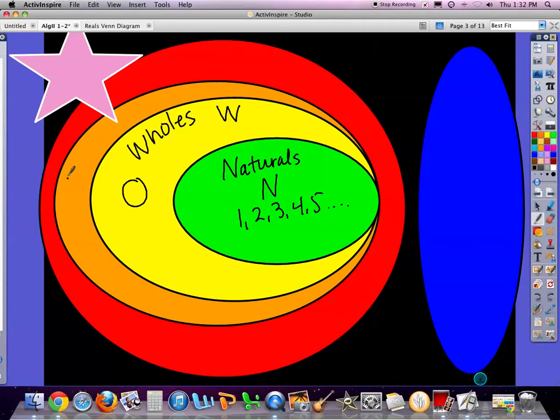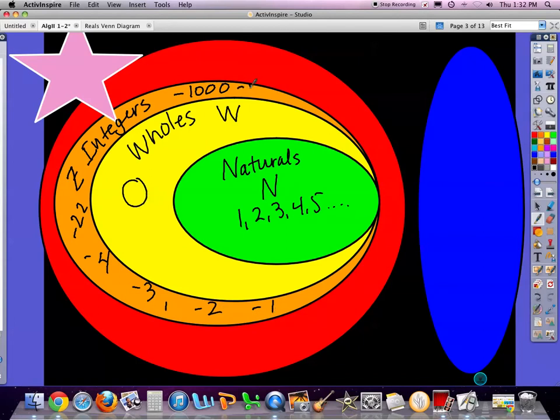Here's my Z for integers. And I'm going to put a couple numbers like -1000. I could put 1000 in there, but 1000 would actually go in this circle, which is actually in the orange circle. All these circles are inside each other. So then I could also put -22, -4, -3, -2, -1. 0 is already in the circle. Okay, so on and so forth.